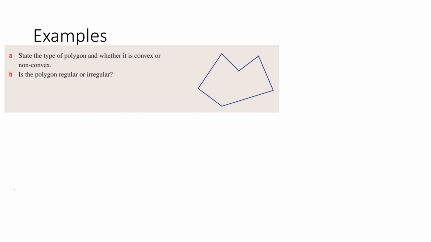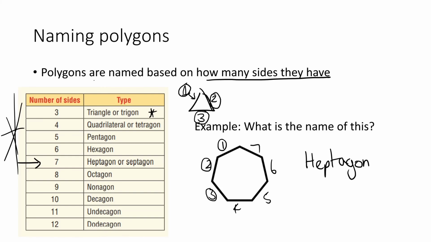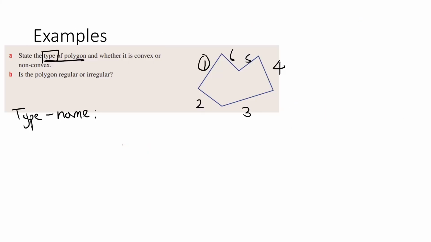All right, last example. They give you a picture. The first question asks you the type of polygon. Sometimes they use type. Type just means the name. If we're finding out the name of the polygon, count the sides: 1, 2, 3, 4, 5, 6. 6 sides. If you don't know the name, check back here. Number 6, it's called a hexagon. So we call it a hexagon.